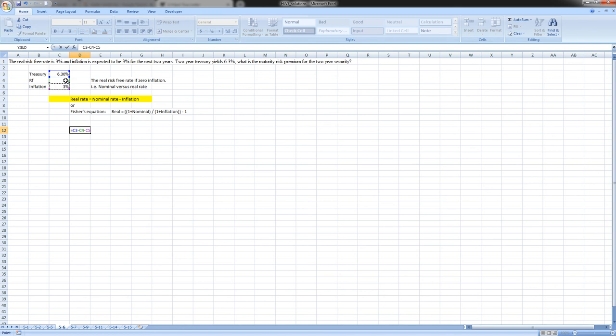So what this is saying is this is the return, the increase in purchasing power by investing in the treasury. There's an additional amount that we get for offsetting inflation, and that difference then is the maturity risk premium. So we see that the maturity risk premium is equal to 0.3% or 30 basis points.